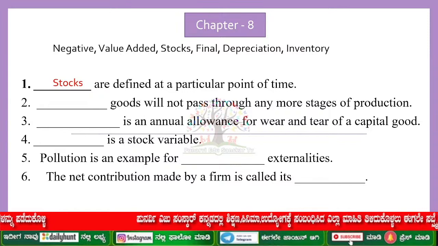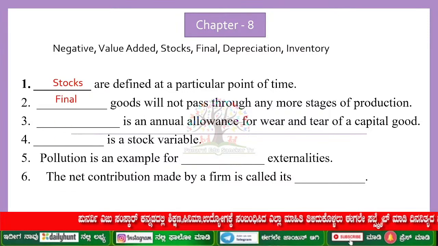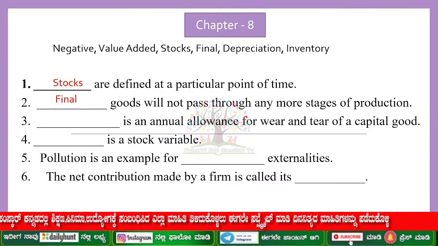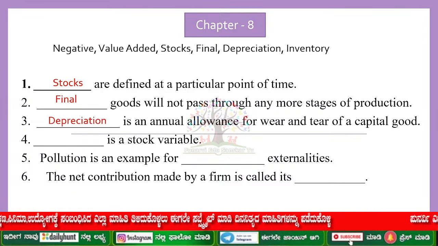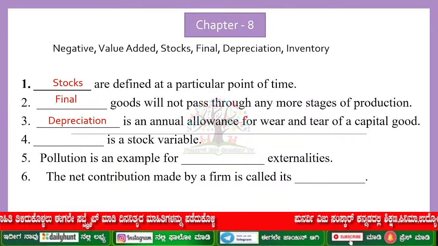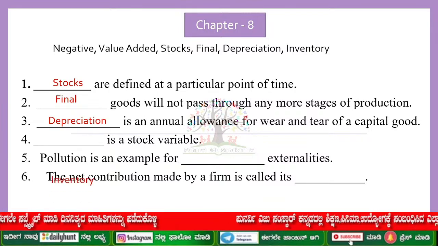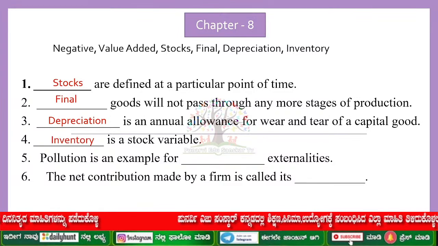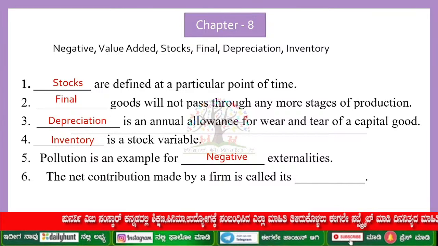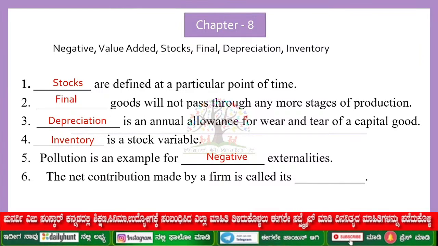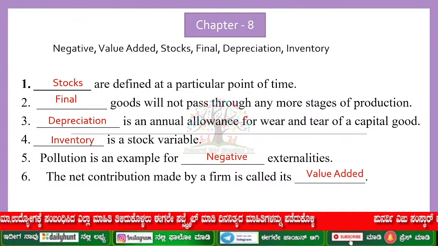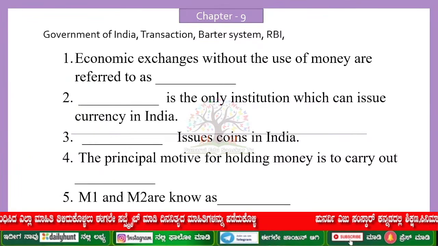Stocks are defined at a particular point of time. Final goods will not pass through any more stages of production. Depreciation is an annual allowance for wear and tear of capital goods. Inventory is a stock variable. Pollution is an example of negative externalities. The net contribution made by a firm is called its value added.